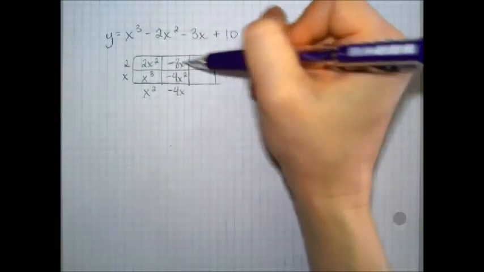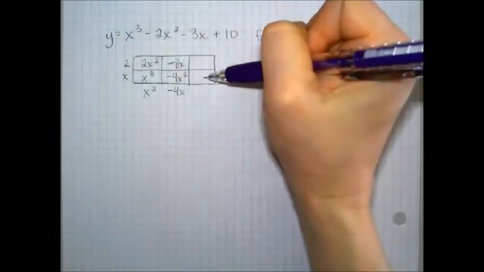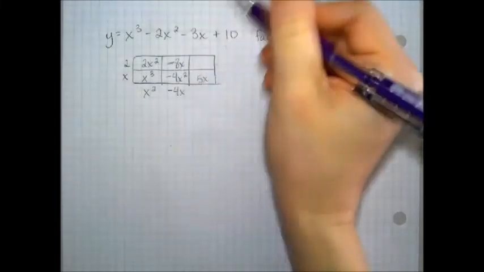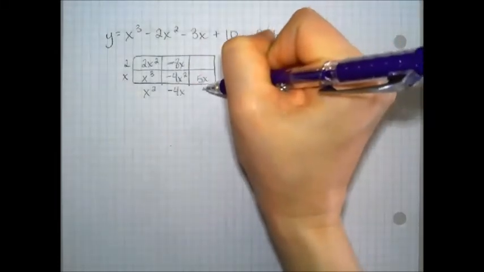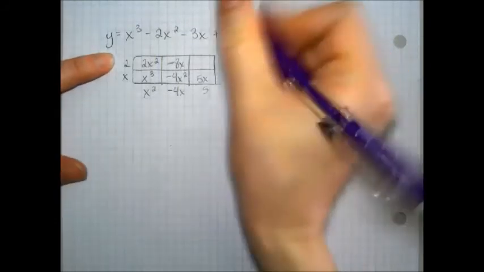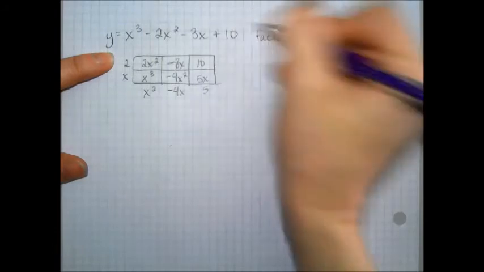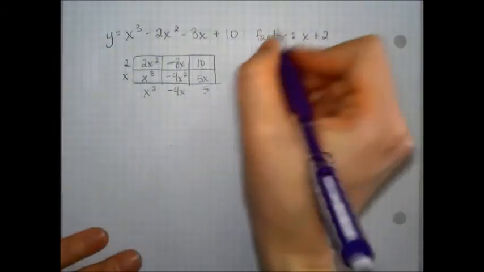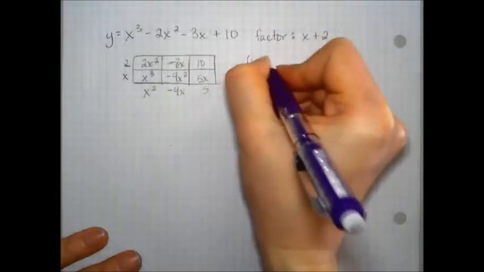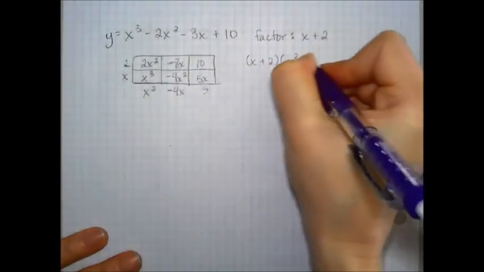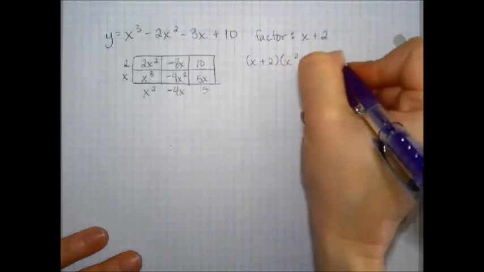Then I take those two and multiply them to get negative 8x. And then I need my x term to be negative 3, so what do I have to add to negative 8x? 5x. Which means I now factor out that 5, and then you always want to double check that your last two are multiplying together to give you your last term. So, now I have a partially factored form of x plus 2 times x squared minus 4x plus 5.